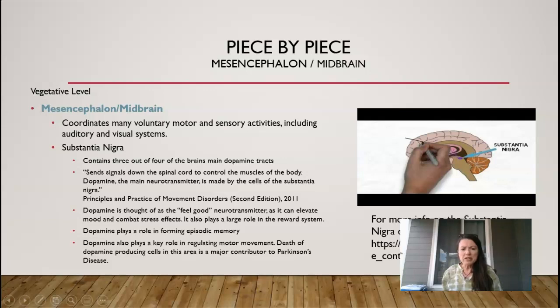And dopamine, its main neurotransmitter, is made by the cells of this. Dopamine is thought of as the feel-good neurotransmitter, as it can elevate mood and combat stress effects. It plays a large role in the reward system. It plays a role in forming episodic memory and a key role in regulating motor movement. Death of the dopamine-producing cells is a major contributor to Parkinson's disease. That's why the motor movements are inhibited during Parkinson's.